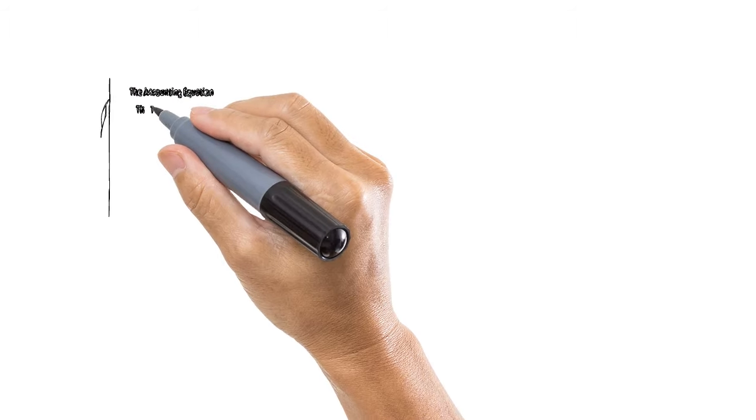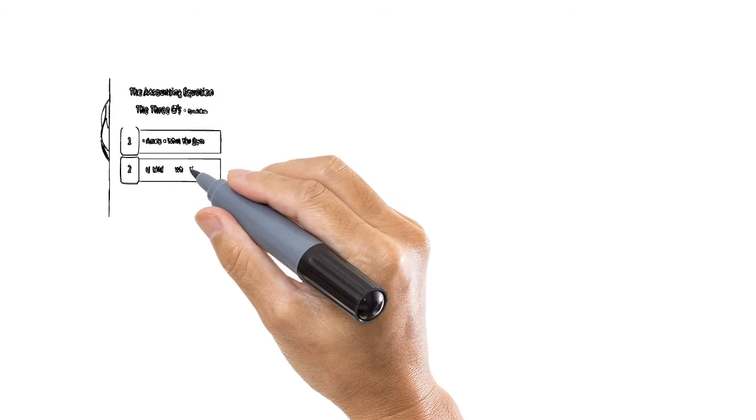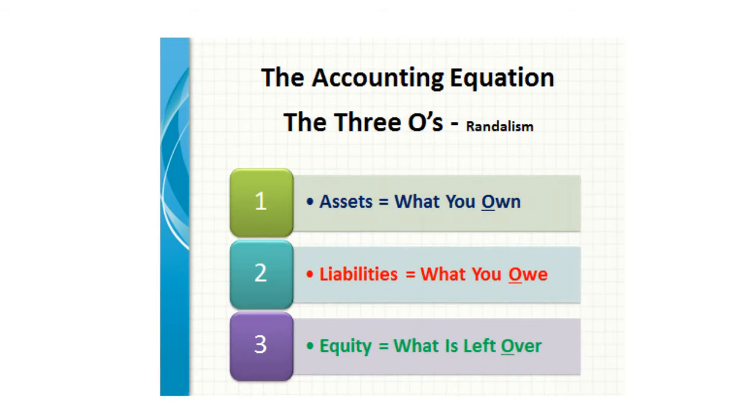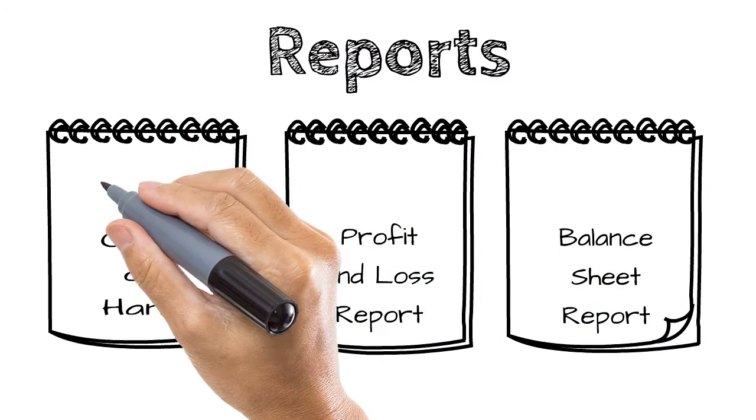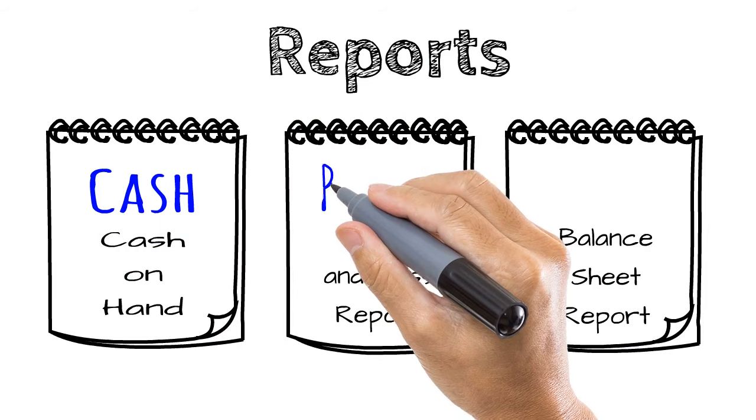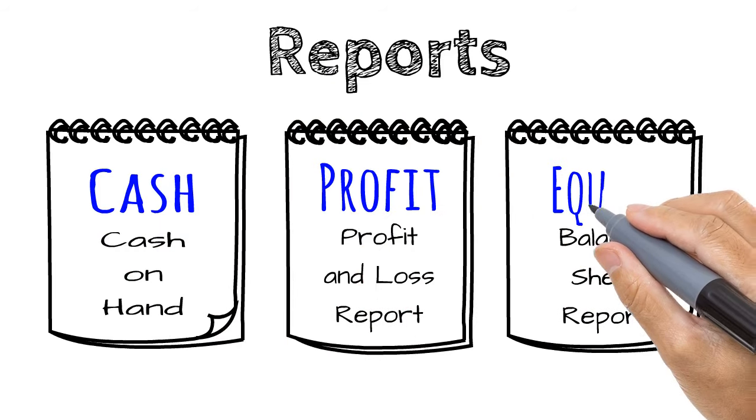All accounting uses the same accounting equation. The three O's, as the contractor's accountant Randall says: what you own, what you owe, and what is left over. Now, every business owner needs three basic reports: cash, profit, and equity.